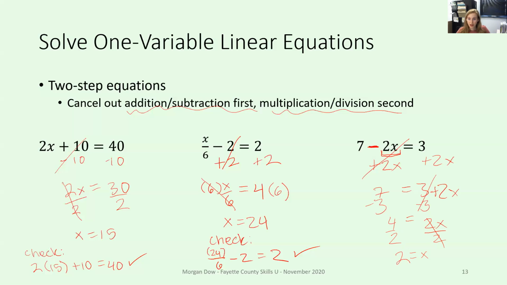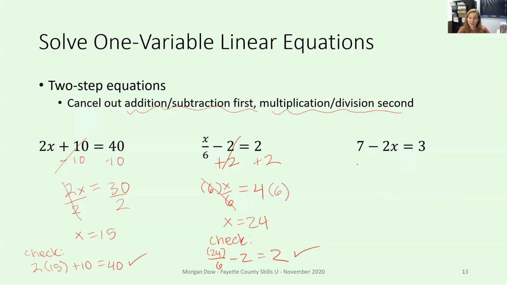There's another way you could do that. So let me erase what I did here. You could do this without moving that variable term around. So what you would do is you would take care of the addition and subtraction first. So basically you're taking care of the stuff that's furthest away from the variable. So it would be that 7, right? The 7 isn't touching the variable. It's a little bit further away than the 2.